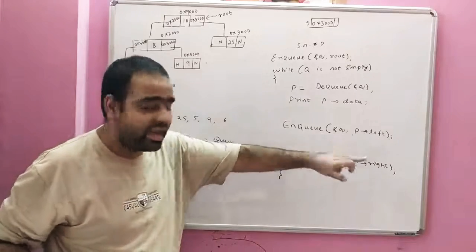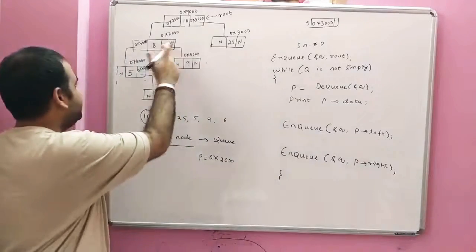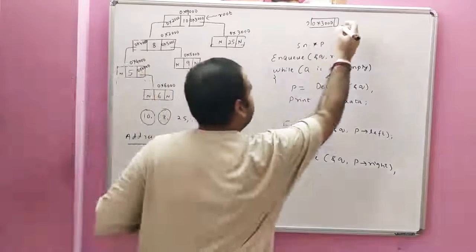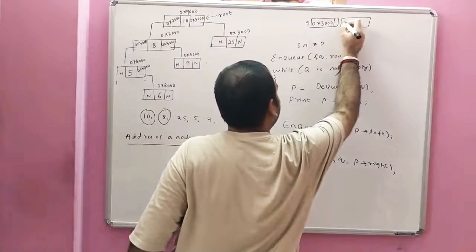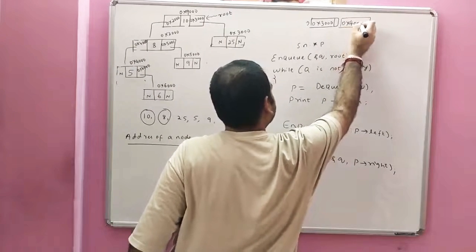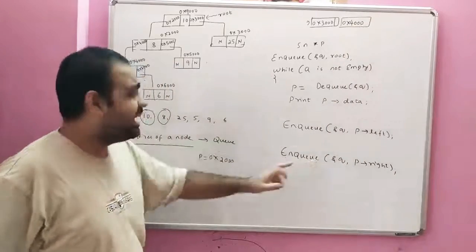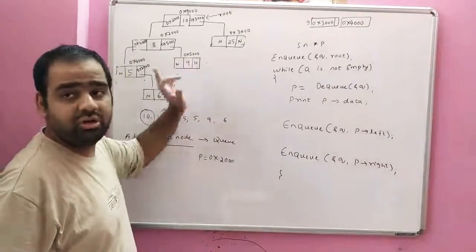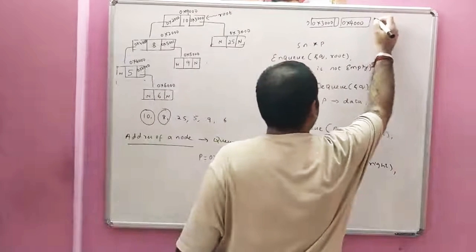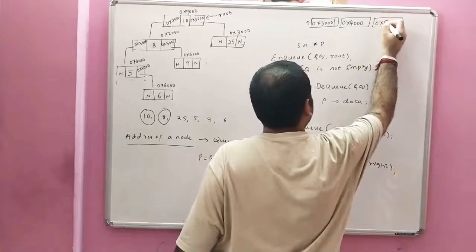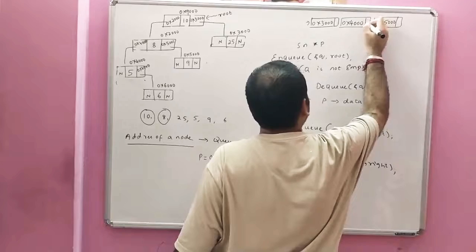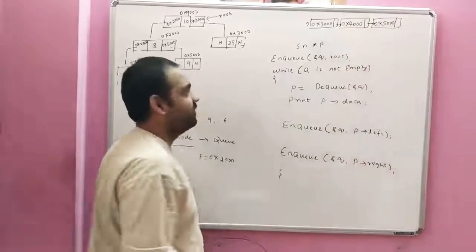Now enqueue P arrow left, 2000 arrow left. What is 2000 arrow left? Here it is 4000. Therefore you enqueue 4000 over here. Now enqueue P arrow right, 2000 arrow right. What is 2000 arrow right? It is 5000. 5000 is being added at the rear end of the queue. Now this is the queue that we have from front to rear.